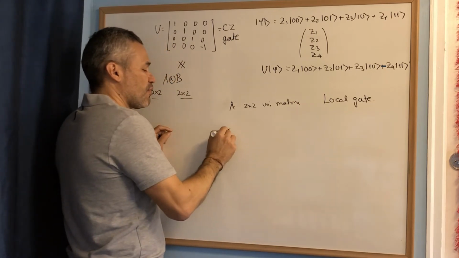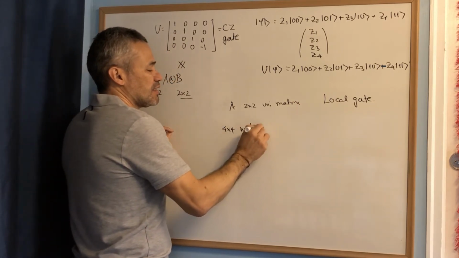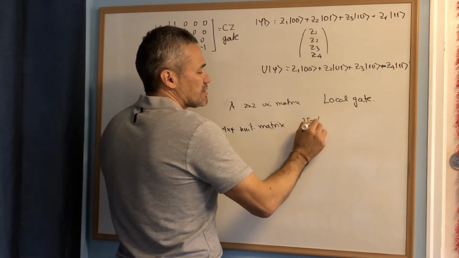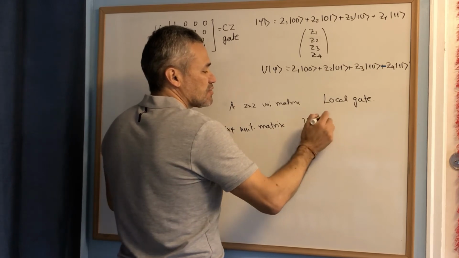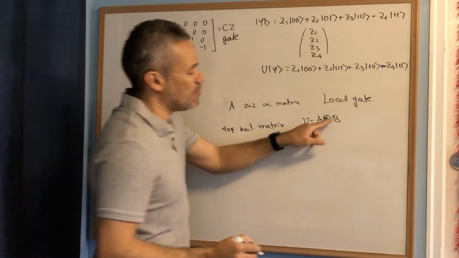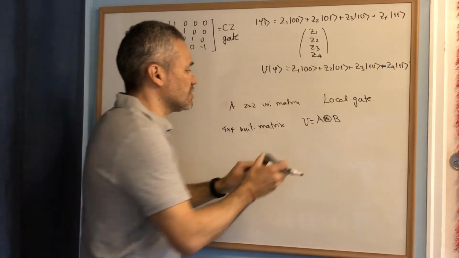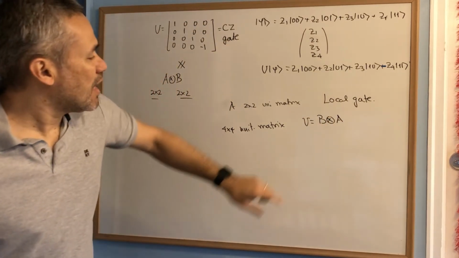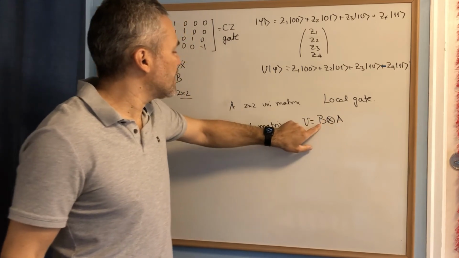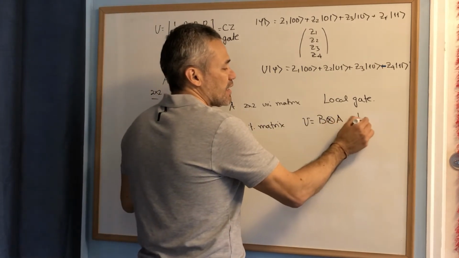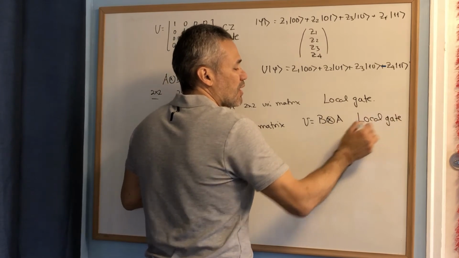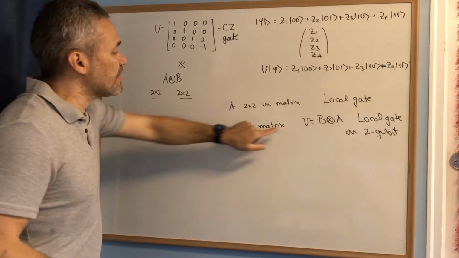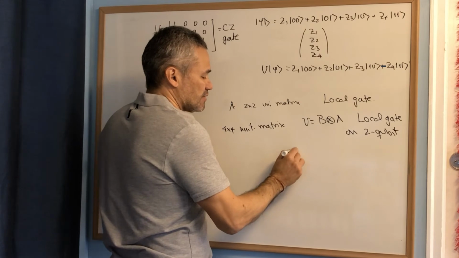If we have a 4x4 unitary matrix U, and this matrix has this form, the tensor product of two matrices that come from a local gate on qubit 1 and a local gate on qubit 2, then this is called a local gate on 2 qubits. And when something doesn't look like this, it's called a non-local gate.